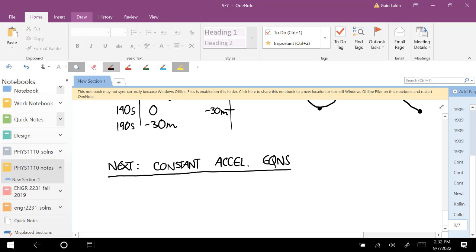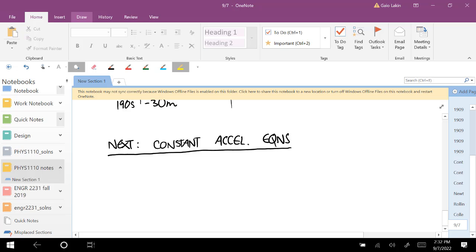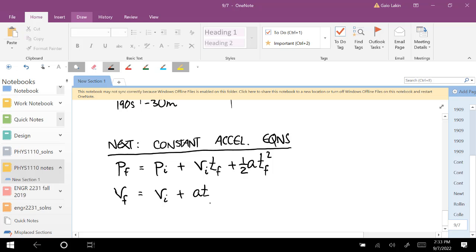And the three constant acceleration equations said: P final is equal to P initial plus V initial times time final plus 1/2 times A times T final squared. And the second one said V final is equal to V initial plus A times time final.